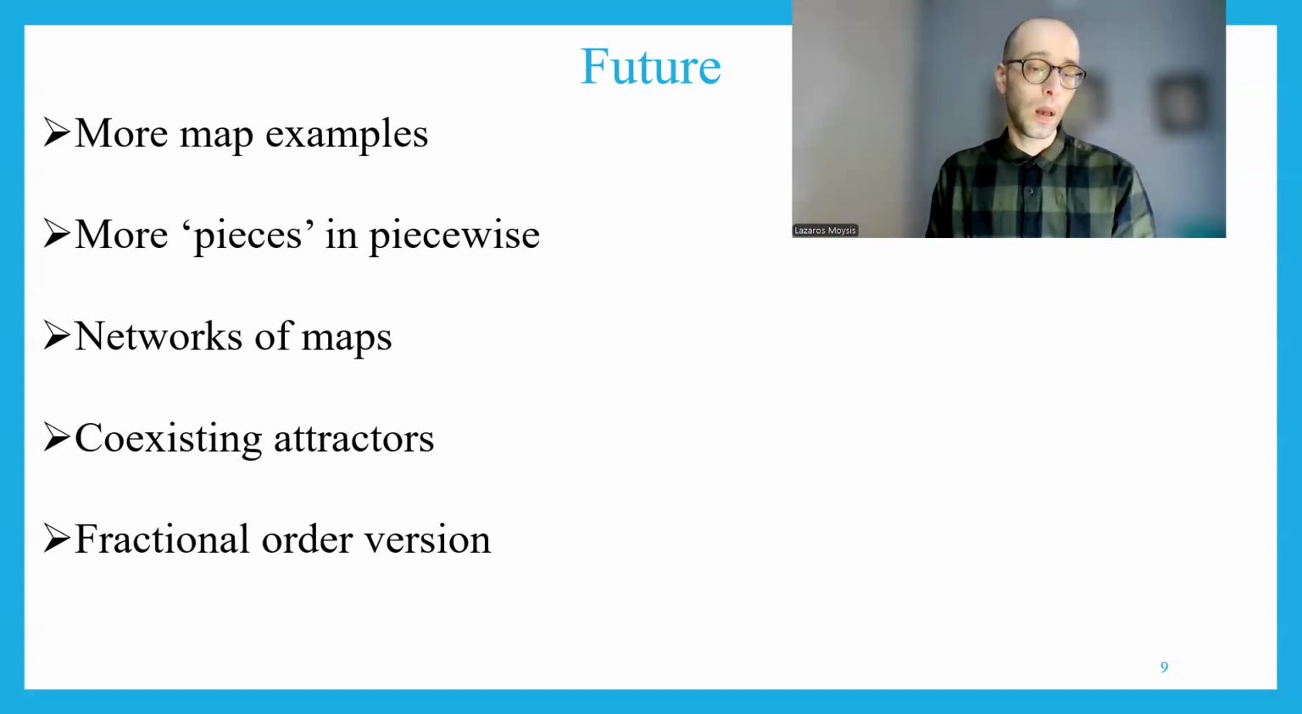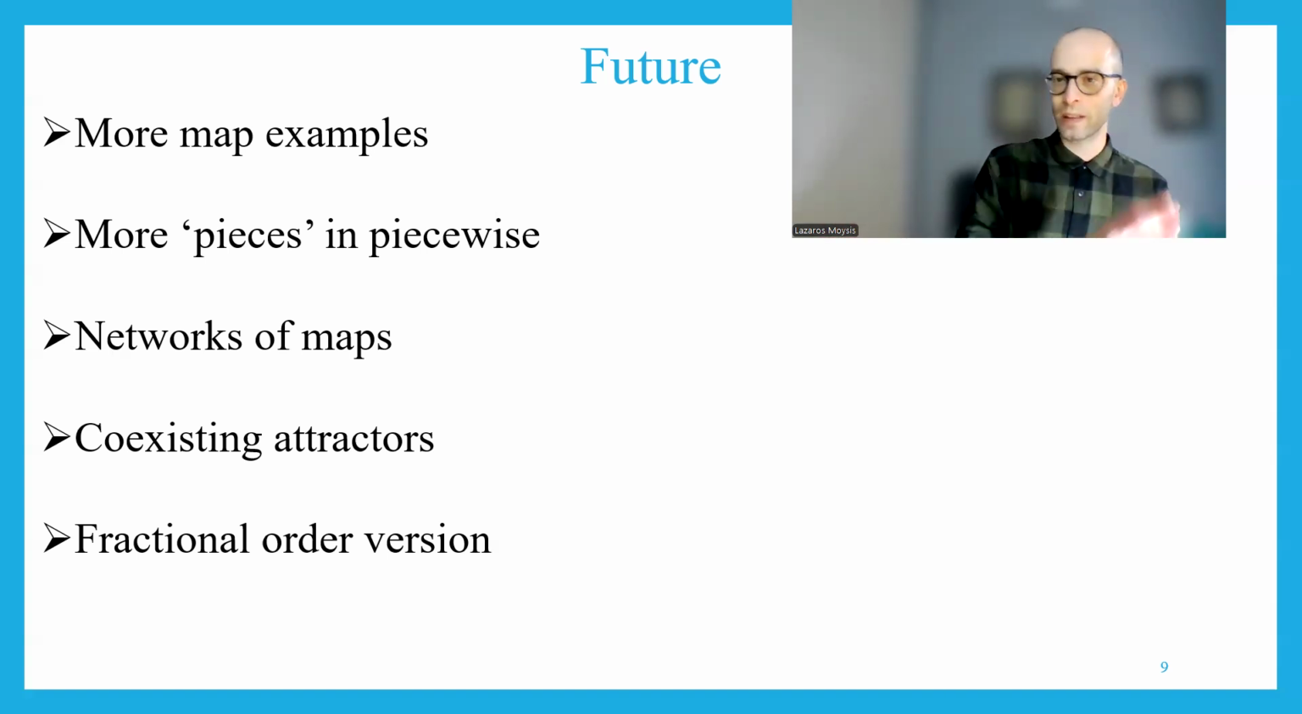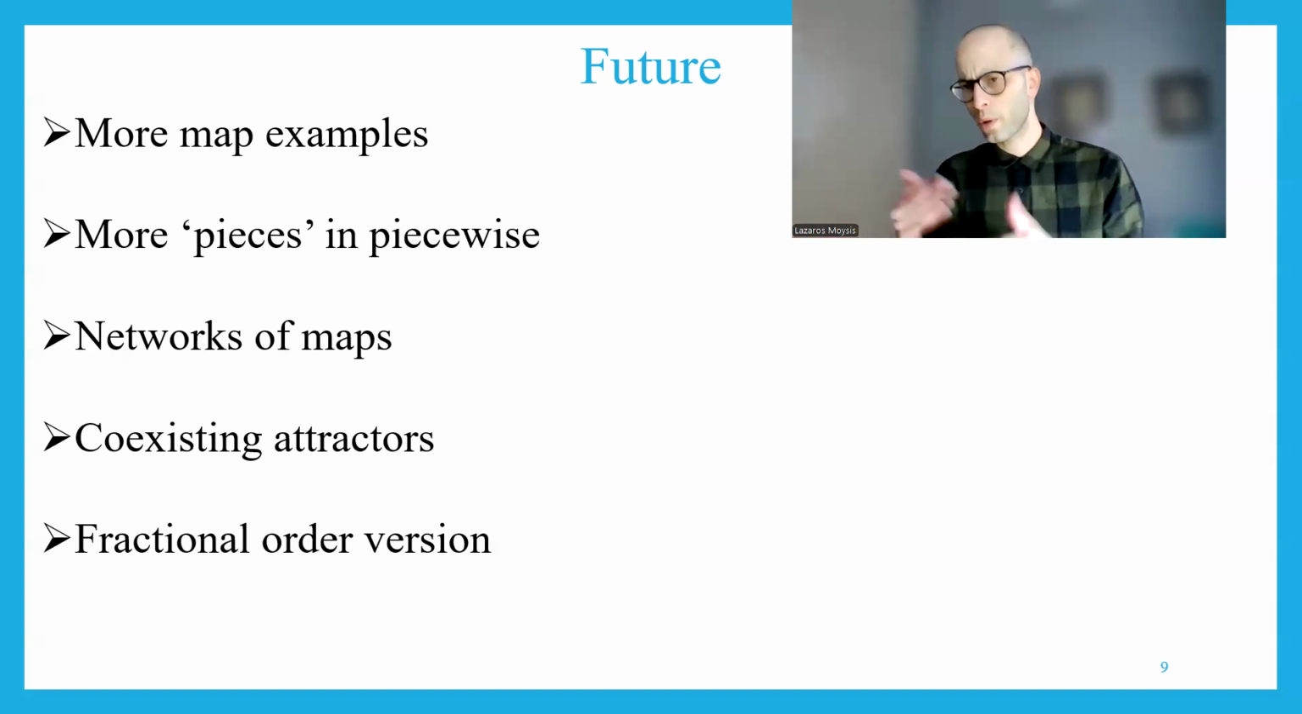And also, of course, a fractional version of this family can be done by anyone who is interested, but also we are interested in developing networks of maps. Networks are a couple of maps that are in a series connection, and the value of the first map is fed into the second, the value of the second map is fed into the third map, the value of the third map is fed into the fourth map, and so on.